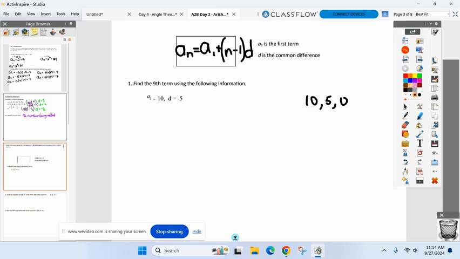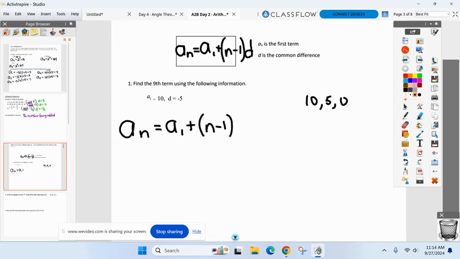So write the formula out. A_n equals A_1 plus (n minus 1) times d. All right, this is how we use the formula. n is the term we're trying to find. This could be any term in the sequence. The term we're trying to find here is what? 9.